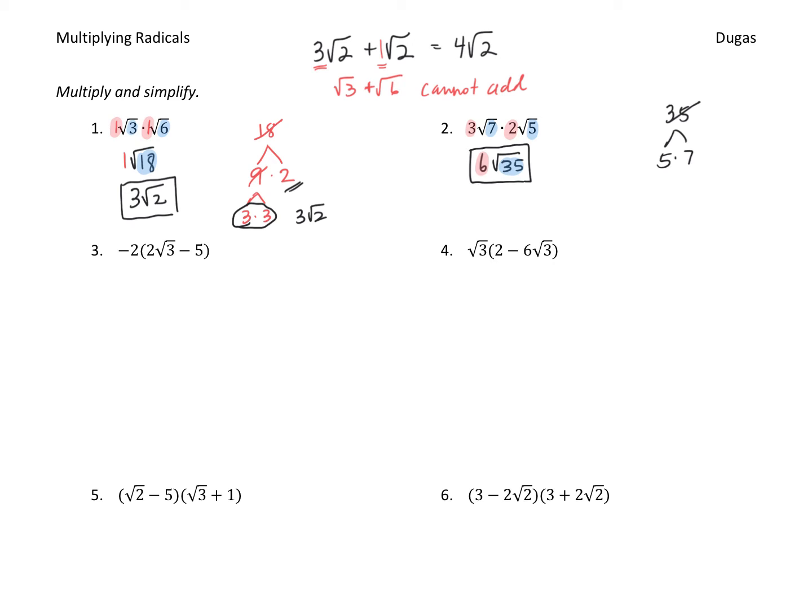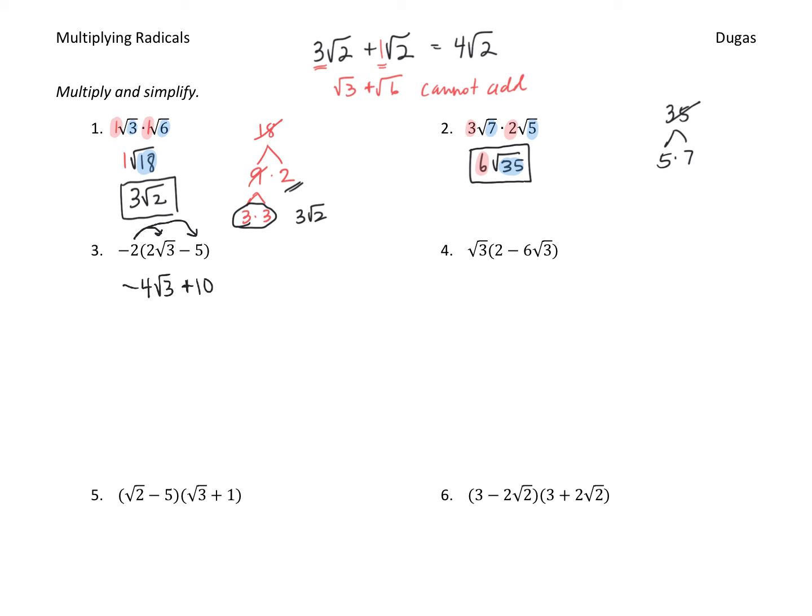For number 3, we want to distribute this negative 2 in the parentheses. So negative 2 times 2 square root of 3. Notice that the negative 2 is not under a radical. So you would be multiplying that by the 2 that's on the outside, not the 3 that's underneath. So the first part will just give us negative 4 square root 3. And then negative 2 times negative 5 is plus 10.